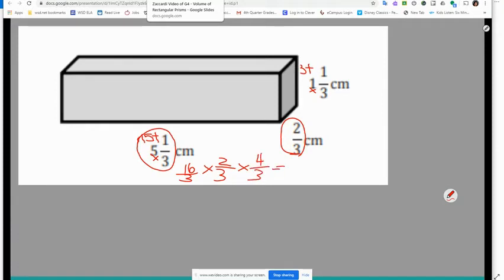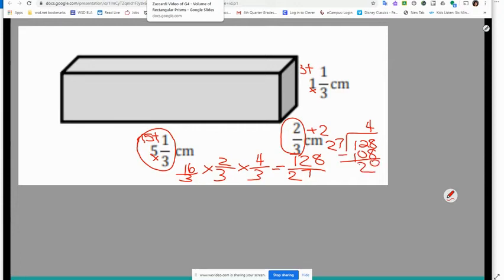Okay, and when we multiply that out, 16 times 2 is 32, and 32 times 4 is 128 over 27. And when you divide that, you take 128, and this is how I'm going to divide it. I think that's going to go in about 4 times. 4 times 7 is 28. 4 times 2 is 8, plus our remainder 2 is 10. And when we subtract these out, we have 20 left over.